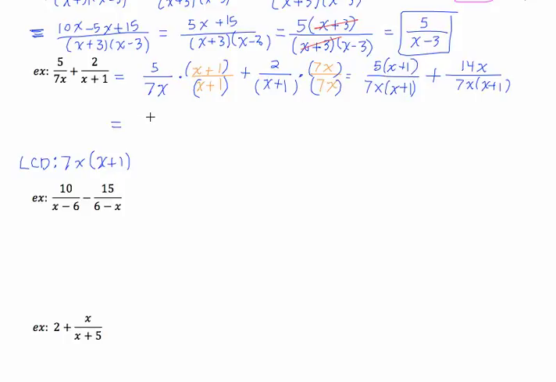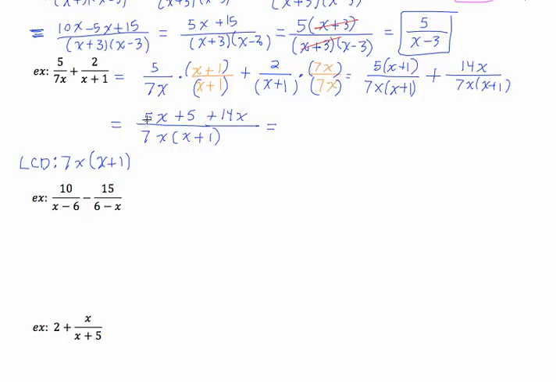And let's go ahead and expand since we're going to need to anyways. That's 5x plus 5. Then we have plus the 14x all over 7x times x plus 1. Now the reason I knew we'd need to expand that 5 out is so that we could combine it with this 14x and simplify as much as possible so that we can then simplify the whole thing from there.